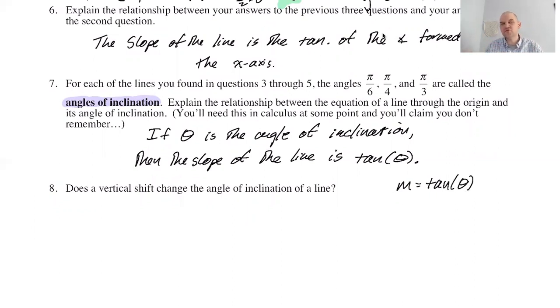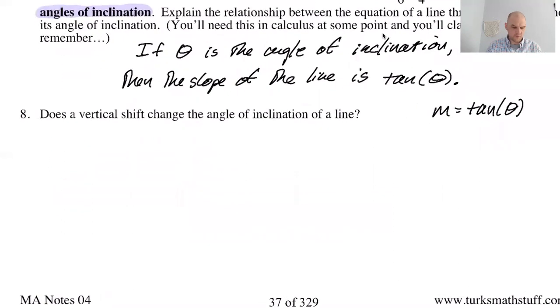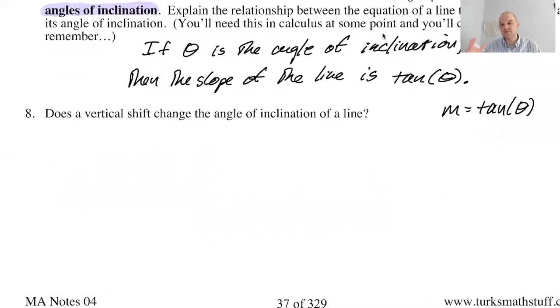In Calc 2, we do parametric stuff, and you talk about the angle at which something hits the water or whatever, and you always have to do the inverse tangent of the slope, because it turns out that it's easier to find the slope of that line than it is to find the angle. So we'll find the slope, and then we'll find the angle by doing the inverse tangent of the slope. So we're going to end up using it backwards when we use it eventually in calculus, but you got to know it, right?